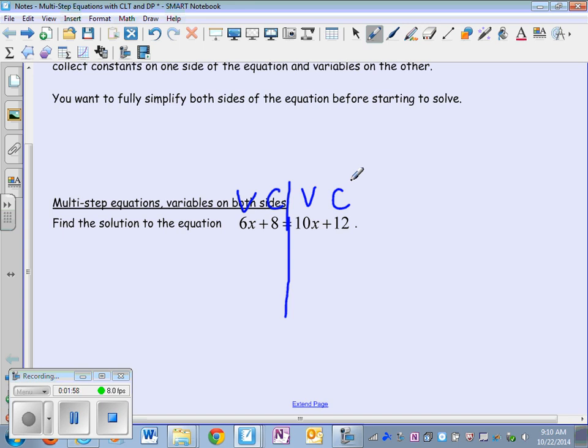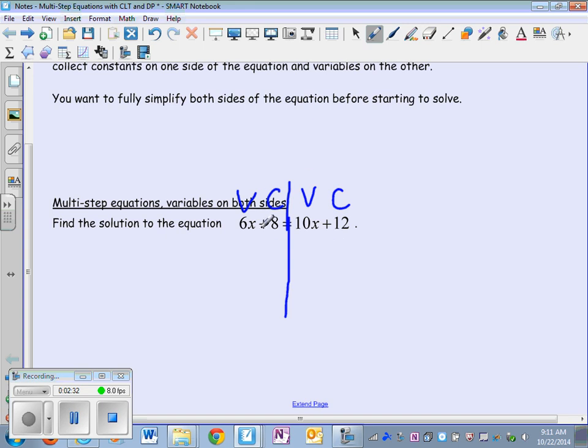Think of variables and constants like two people that don't get along, they need to be sitting away from each other. It doesn't matter which side you move your variables to. It's totally up to you. Some people always like to move the variables to the left. Some people always want to try to keep the variables positive and move them to whichever side will allow for that to happen. But really, just pick either work with the variables first or work with the constants. I tend to always work with the variables.